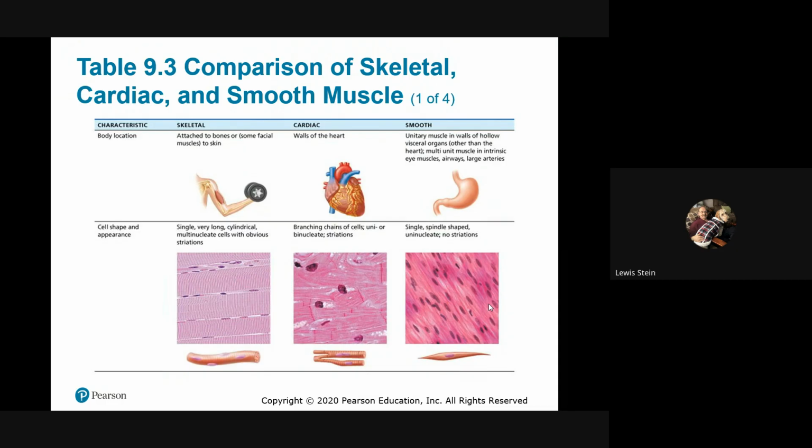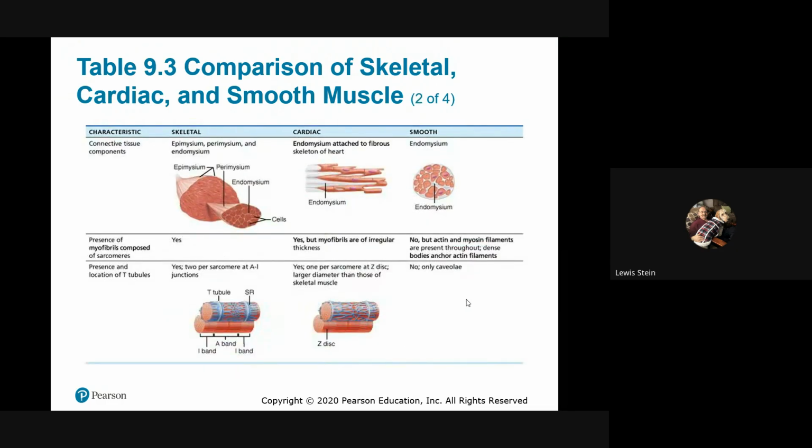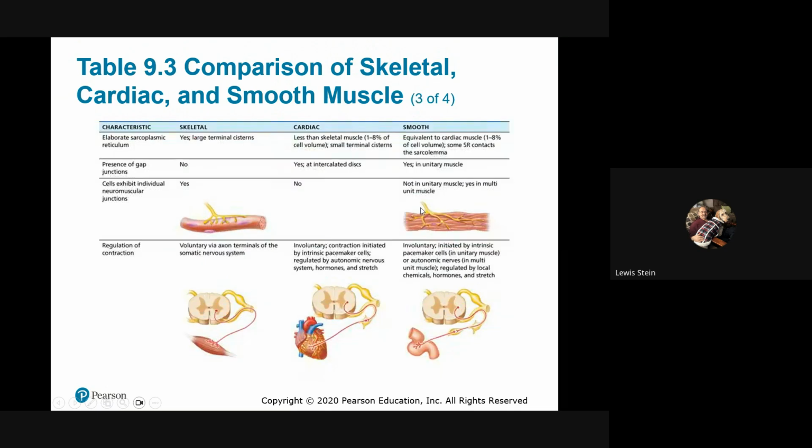You saw that illustration before. They're just showing you the distinctions that are there. So actin and myosin filaments are there throughout. They have those caveolae, those indentations. There's really, they have endomysium, but that's just about it. Cardiac we'll deal with later. So smooth is equivalent to cardiac muscle, but much less voluminous. You're talking maybe at best less than 10% of its volume.